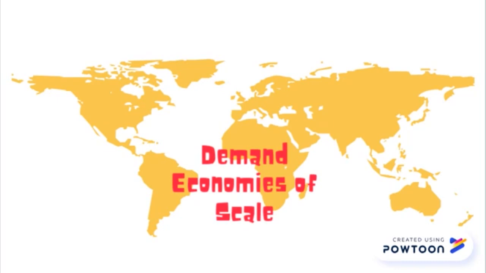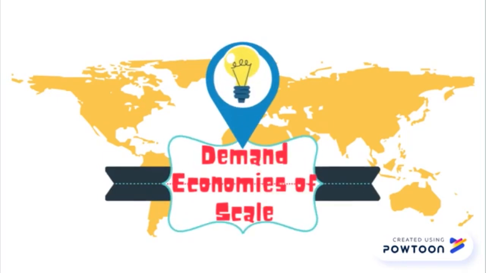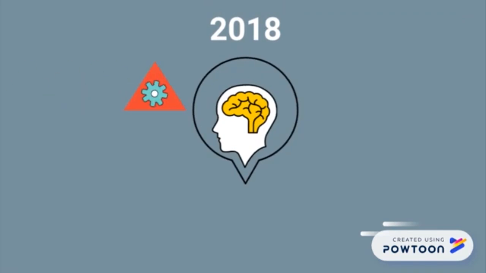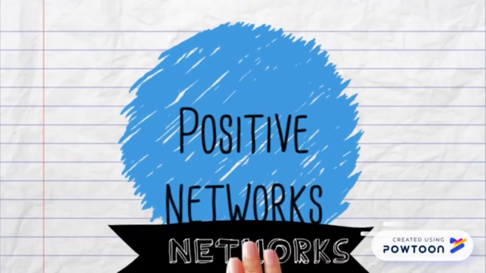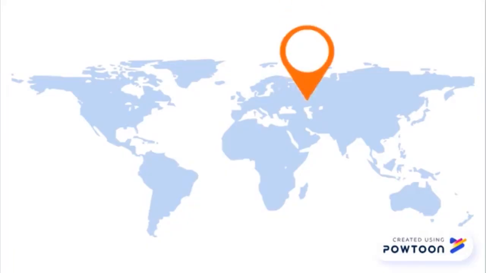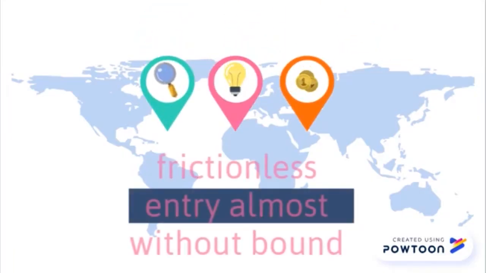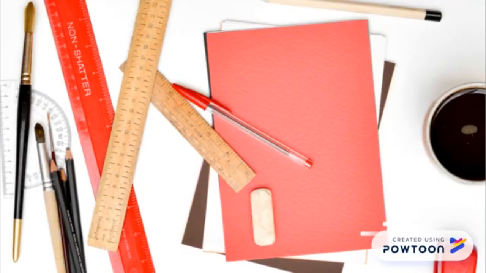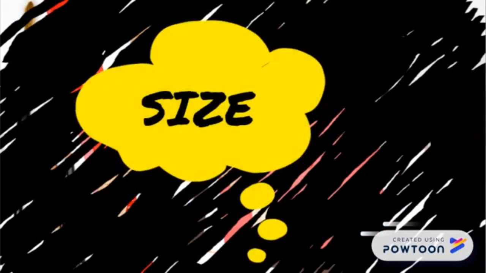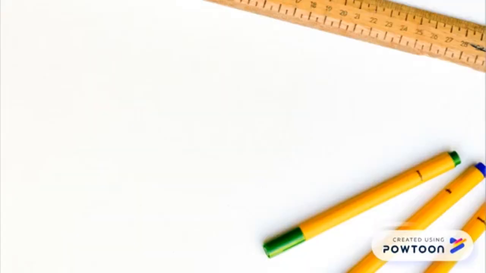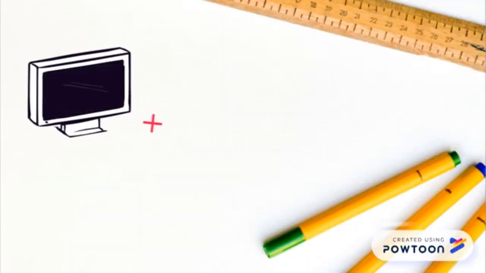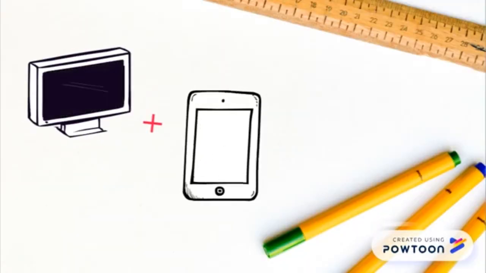As we can see, that's the demand economies of scale. Positive network effect is the fundamental source, making frictionless entry almost without bound. The expansion depends on the size of the network. Thus we can find out the most important factor that makes the pie bigger. The chief driver is the network and how to create value.